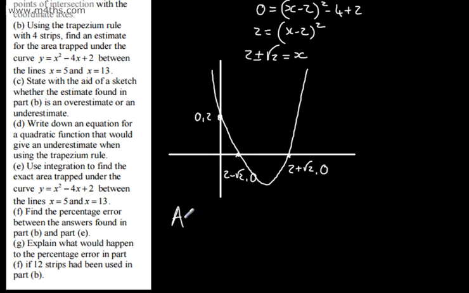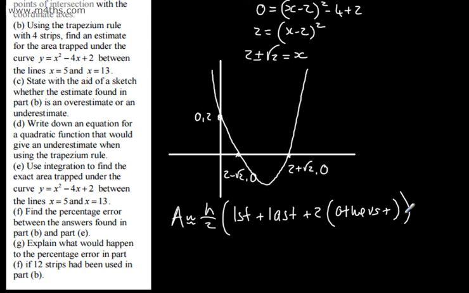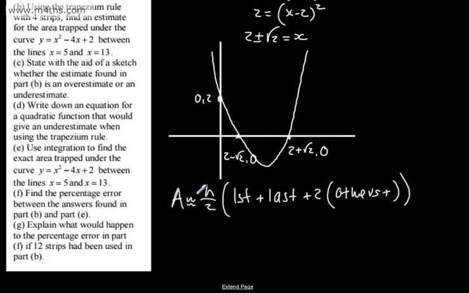We've seen that the area using the trapezium rule is approximately equal to h over 2, the first plus the last plus 2 lots of the other values added. So others added. If you haven't seen the first couple of videos, please watch those as I go through this in detail. So what we got then is 4 strips.